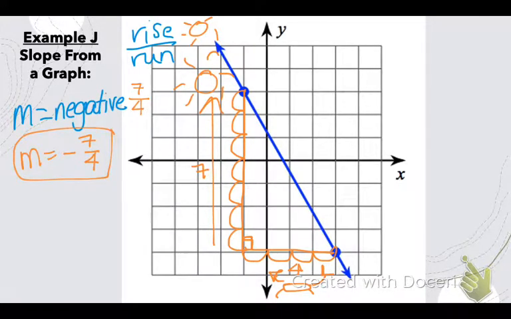Something that's really important to avoid is counting the lines instead of the boxes, because if you count the lines, you're going to count an additional point. Here, if I count the lines, I actually end up with 8 instead of 7. So don't count the lines, only count the spaces between the lines, the boxes. All right, let's try another one.